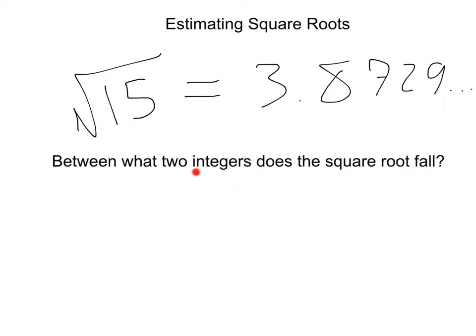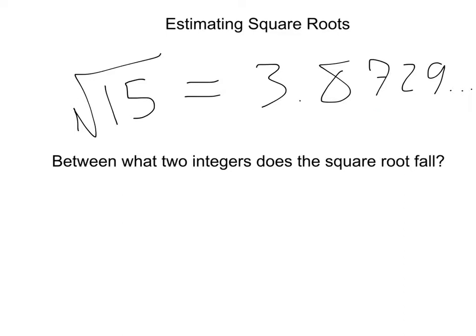Let's refresh on this word integers here. Remember that integers means just a whole number, positive or negative. So we're talking about 1, 2, 3, 4, 5, 6, 7, 8, 9. No fractions, no decimals, just whole numbers, positive or negative. So if we want to find two integers that this square root is between, we can go ahead and just estimate some values. Here, if we plugged into a calculator, we know it's 3.8, that's between 3 and 4.